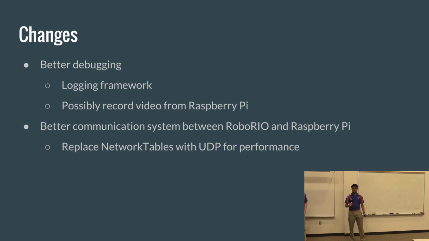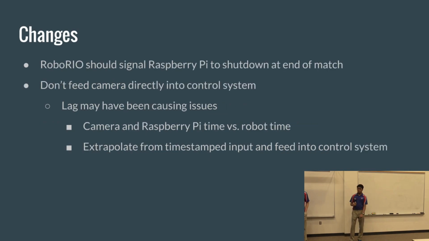With UDP, you just fire and forget, as they say. So if you drop packets or something, it doesn't really hurt us all that much if we're getting a new packet soon enough. With TCP, you'd have to retry sending that packet, whereas with UDP, you just send it, and if not, it will retry soon enough. So a few more changes.